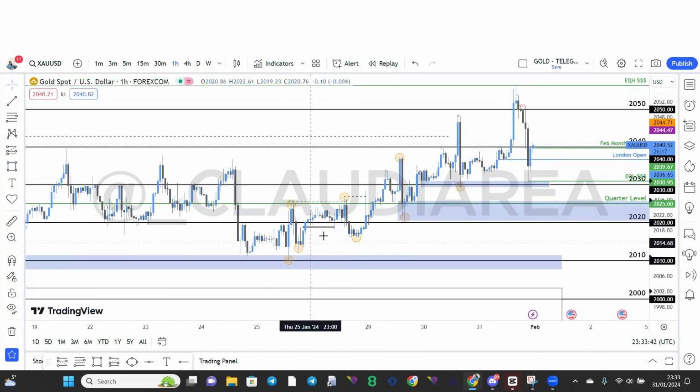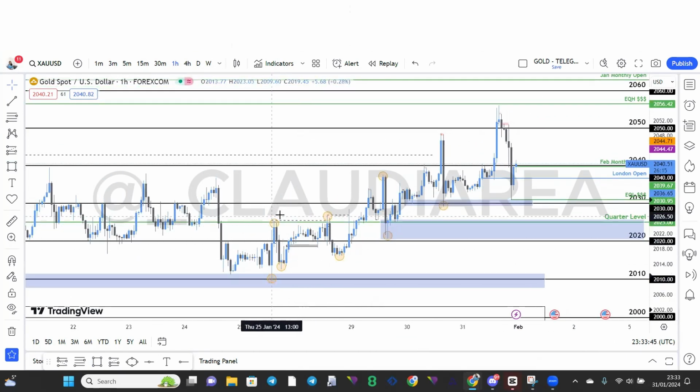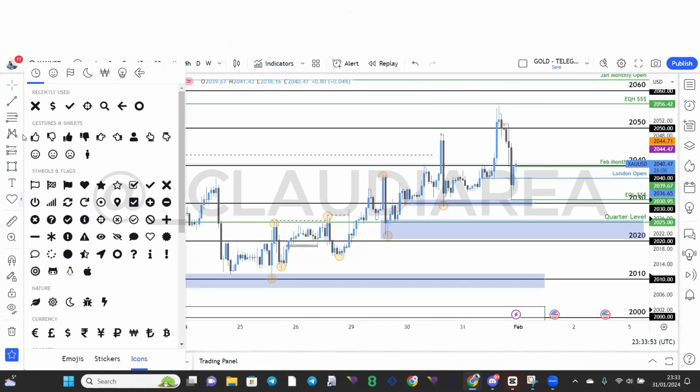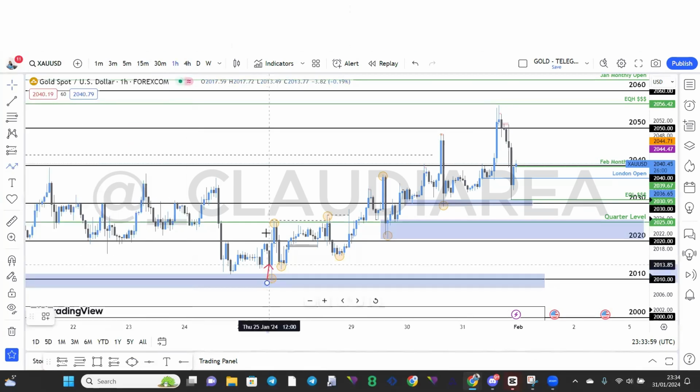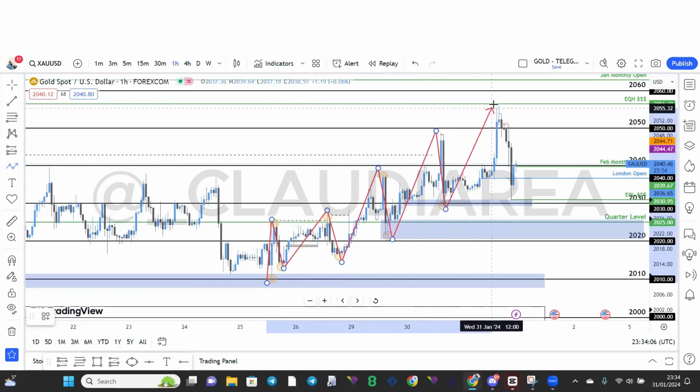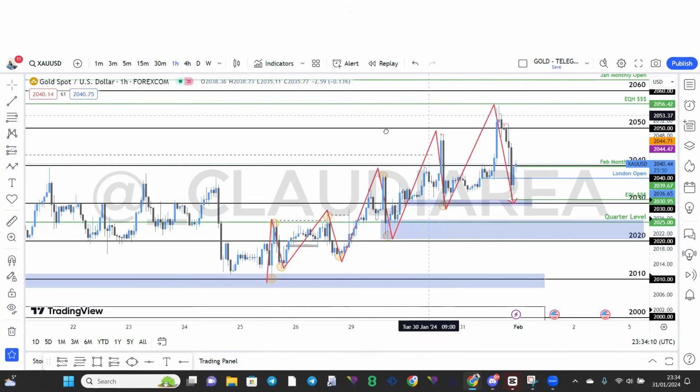I've actually got them marked up here. Do you see these little orange circles? Higher high, higher low, higher high, higher low, and so on. Okay, let me mark that on here so you can see which ones I'm referring to. So on the 1 hour time frame, we're also bullish.